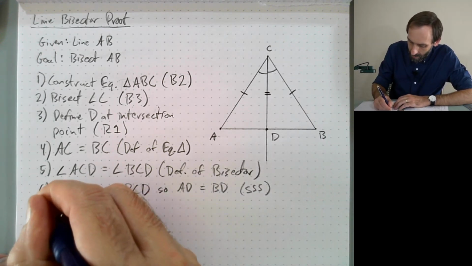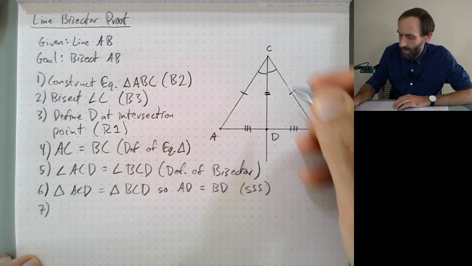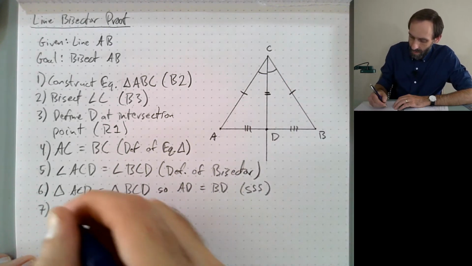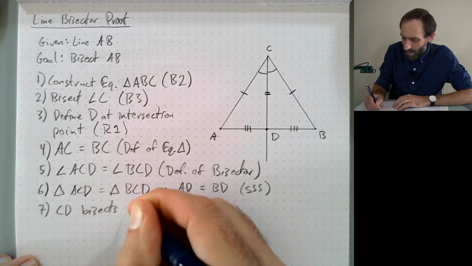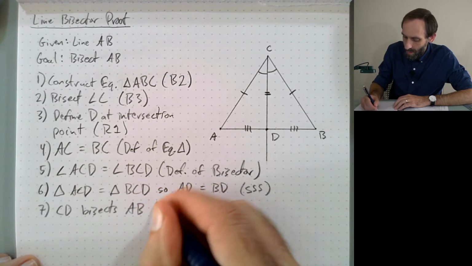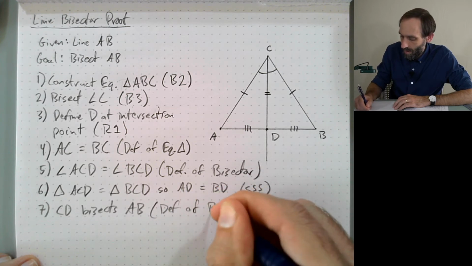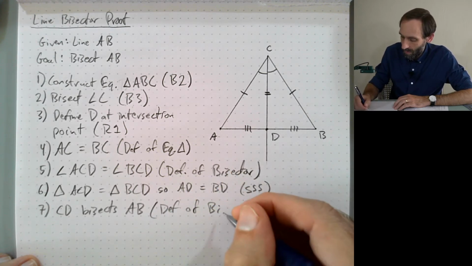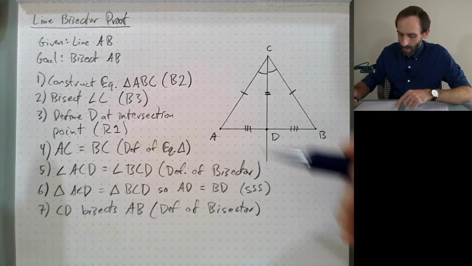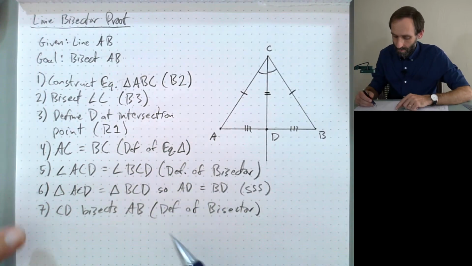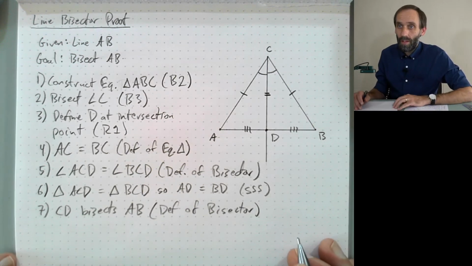And so finally, step 7, we can go ahead and say, okay, well, since we know this length is equal to this length, we know that CD bisects AB. So CD bisects AB, and that's by the definition of a bisector. It divides it into 2 equal parts. Okay, so what was our goal? Bisect AB. Guess what? We did it. CD bisects AB. So we're done.